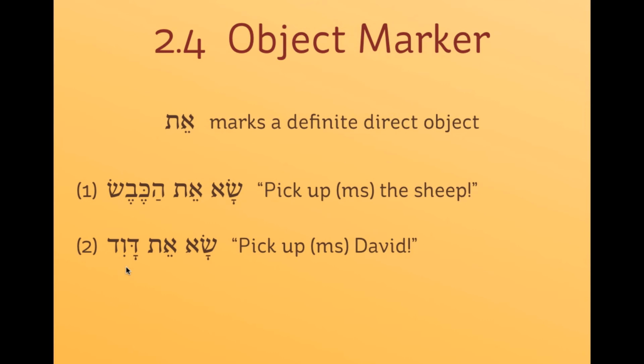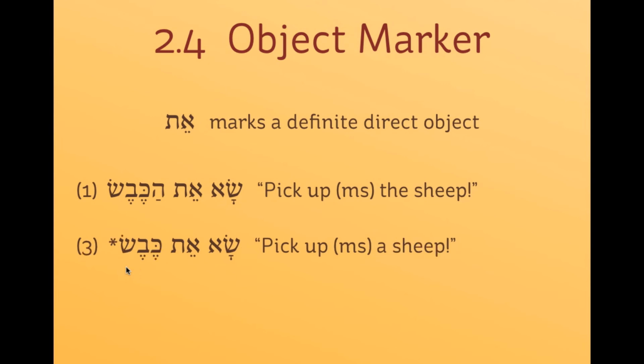And in this way, Hebrew is just like English. You don't say the David, neither do you say ha David. Number 3 shows that et only marks definite direct objects. So you can have an indefinite direct object and you don't get et.